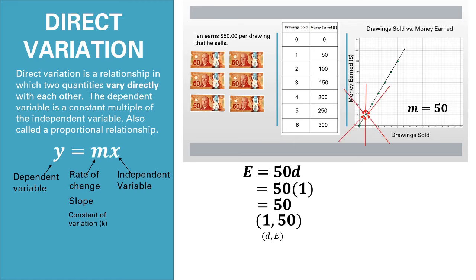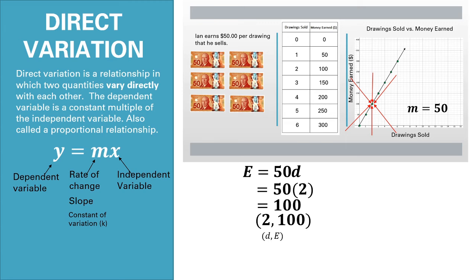50 is a multiple of 50 because 1 times 50 is equal to 50. And 2 times 50 gives me 100. That means there's a point (2, 100). You can see that on the graph right here. And hopefully you're getting the point.